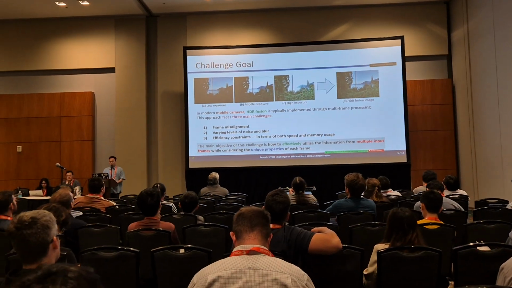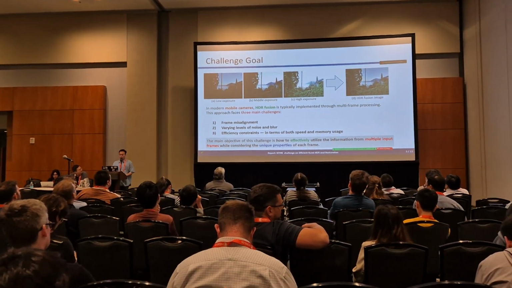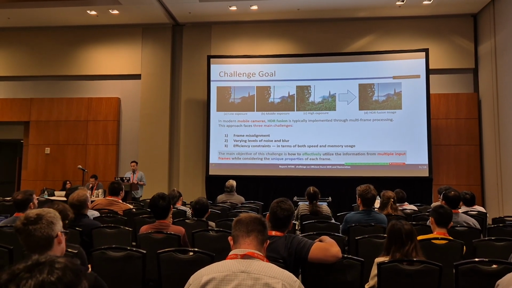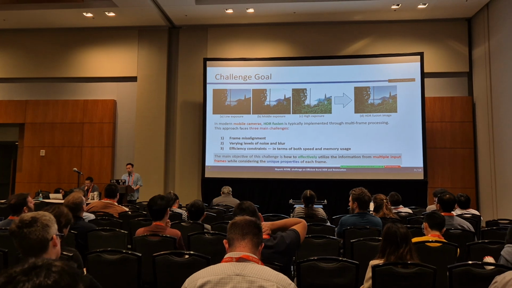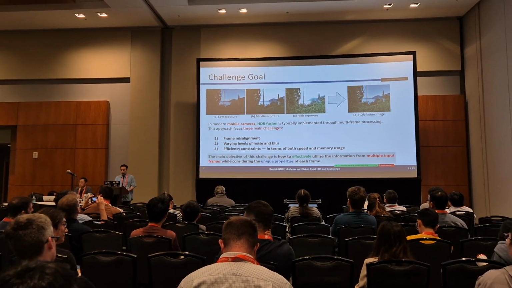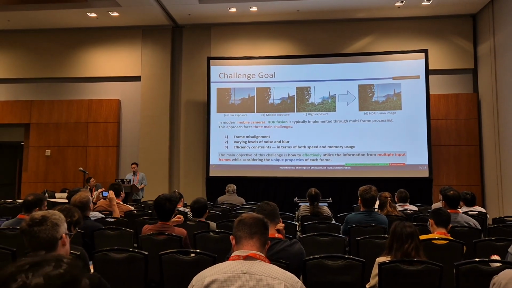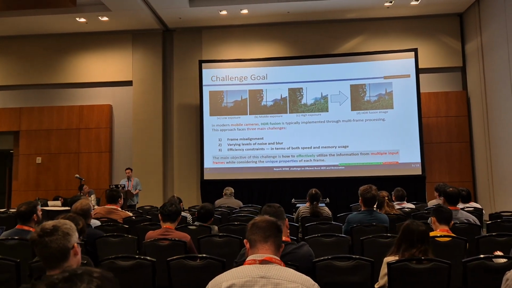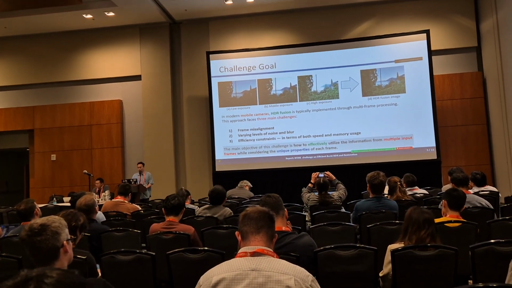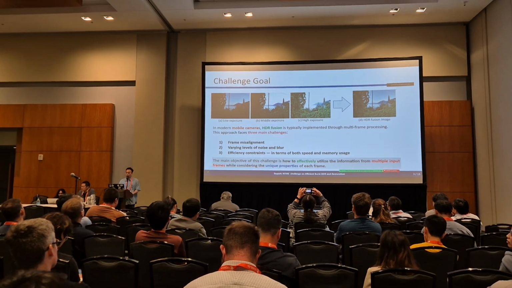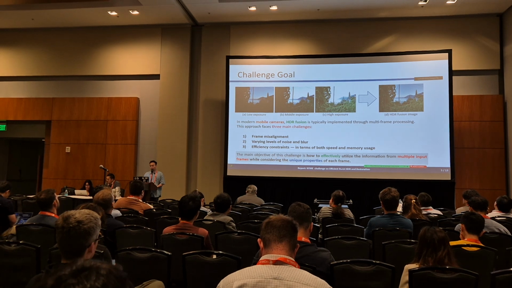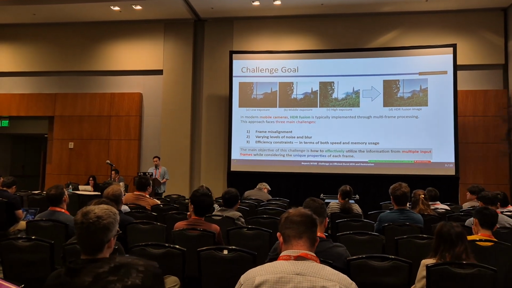And let me give you more detail for this challenge. In modern mobile cameras, HDR fusion is typically implemented through multi-frame processing. For example, the figure shows 3 levels of exposure times from the low exposure time to high exposure time, and the software in the mobile cameras combines this information to construct a high dynamic range image. And this approach faces 3 main challenges.